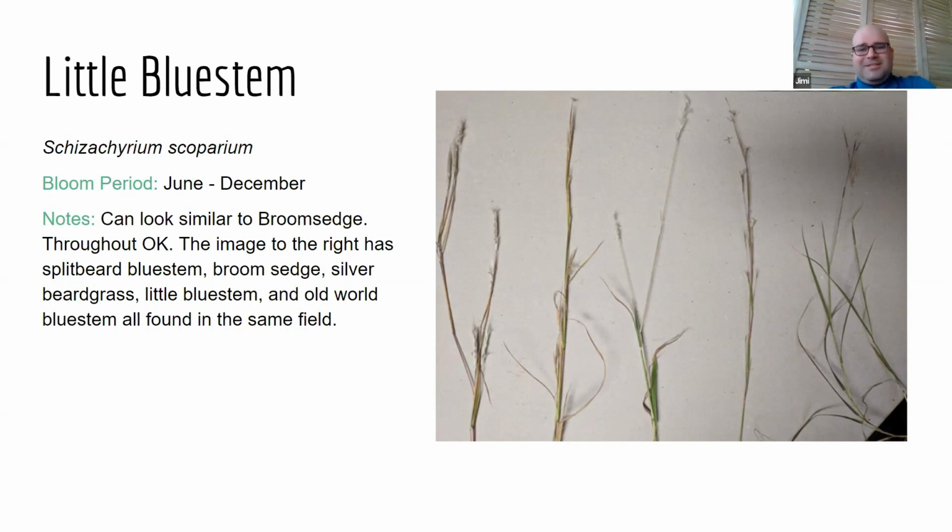This image that I have on the right is just to show some of the different grasses. I have split beard bluestem, broom sedge, silver beardgrass, little bluestem, and then the introduced invasive old world bluestem. And I found all of these within the same field. And so, although little bluestem is really pretty and you can find it on the roadside, it's just one of many very similar looking grasses you can find throughout Oklahoma and on the roadside. So you really need to know what you're looking for. Out of the bluestems, you probably see more silver beard bluestem, which is in the center of the image, than a lot of the others on the roadsides.